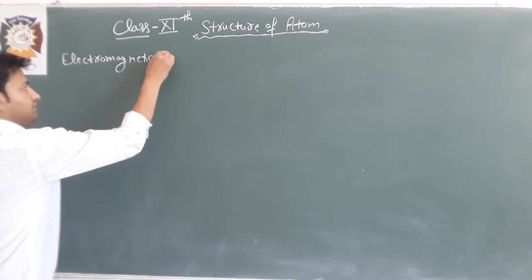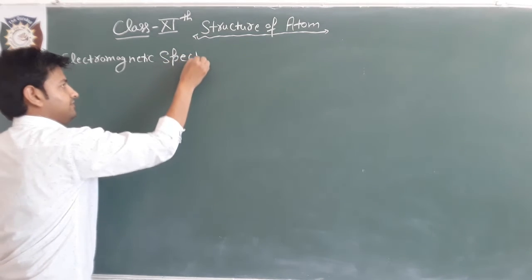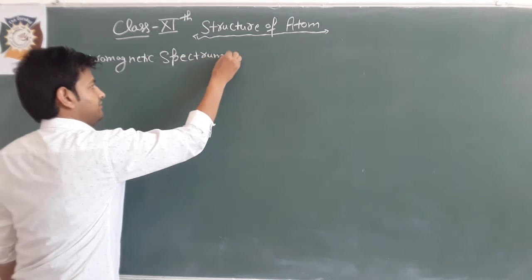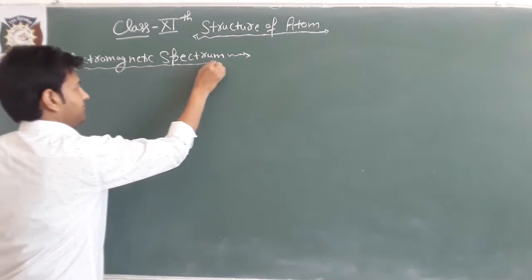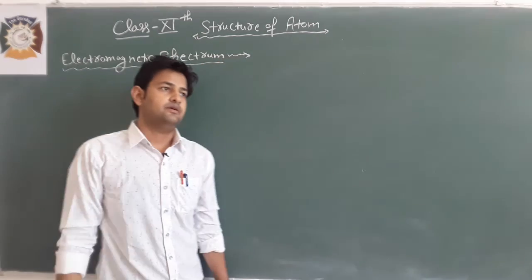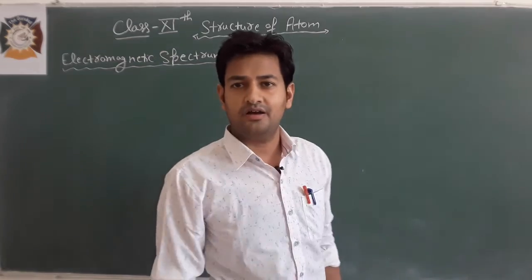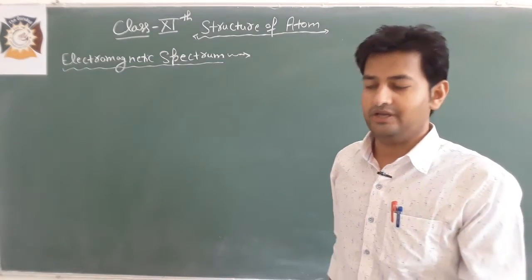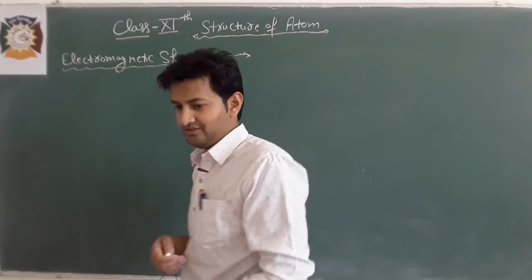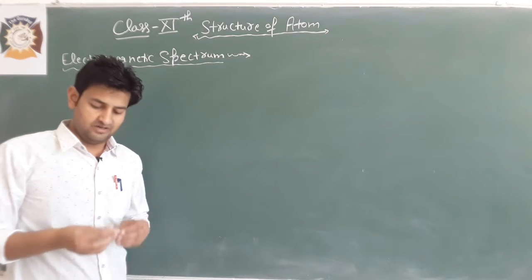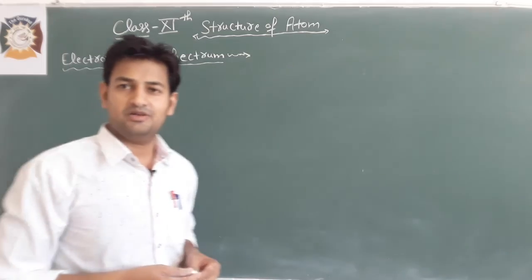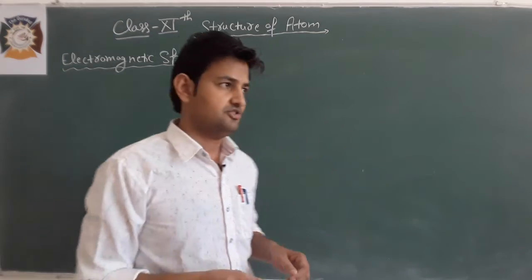Electromagnetic spectrum. What is this? What is electromagnetic spectrum? When radiations are arranged in order of their increasing wavelength or decreasing frequency, then a spectrum is obtained. This spectrum is called as electromagnetic spectrum.